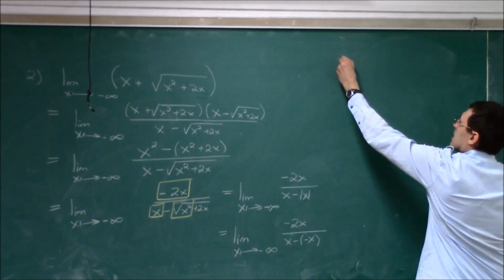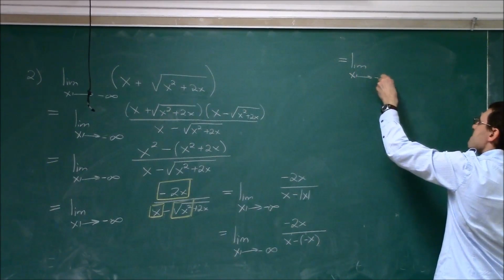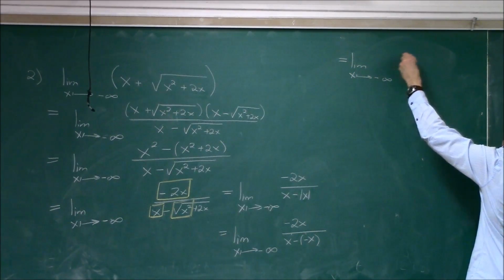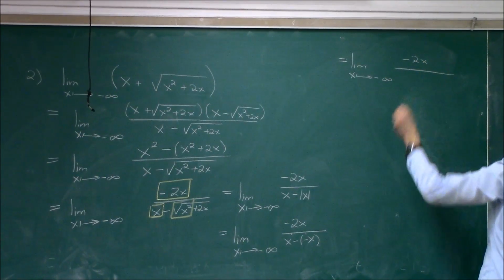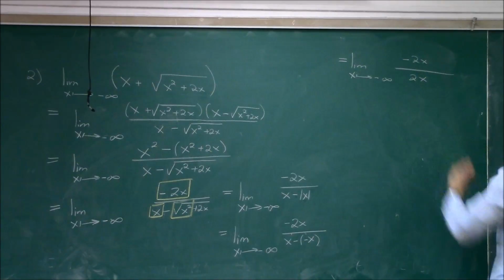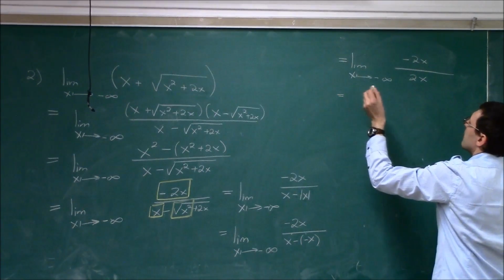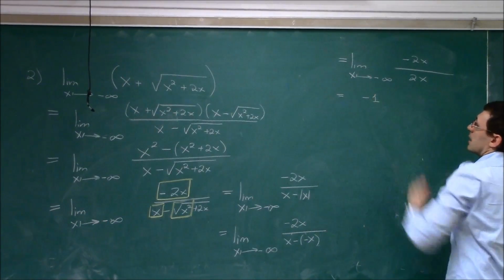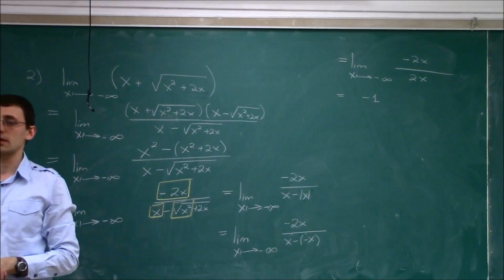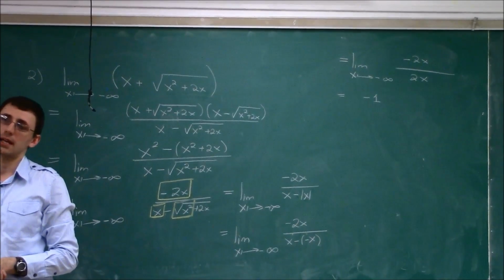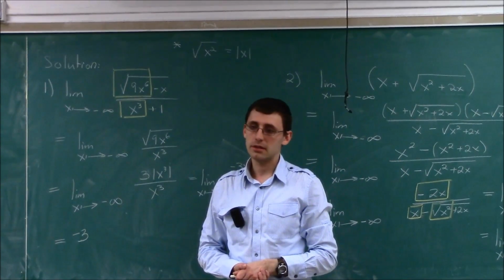So what you have is the limit as x goes to minus infinity of minus 2x divided by 2x. Correct? This is just minus 2x over 2x, which is then negative 1. Let me ask you back into question 1. Do we have a horizontal asymptote, a vertical asymptote, a slant asymptote? What do we have here? Or neither?